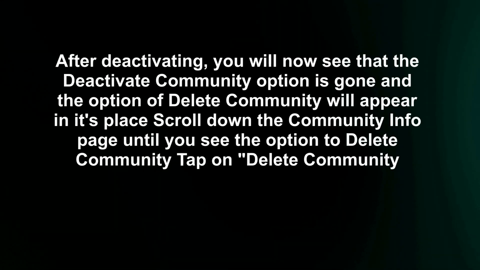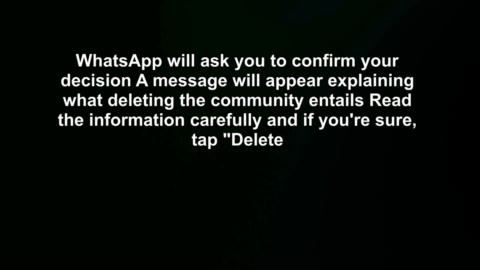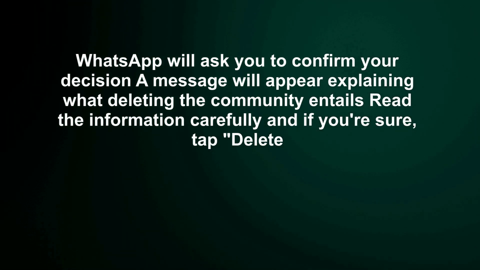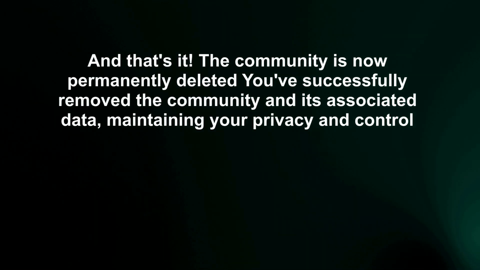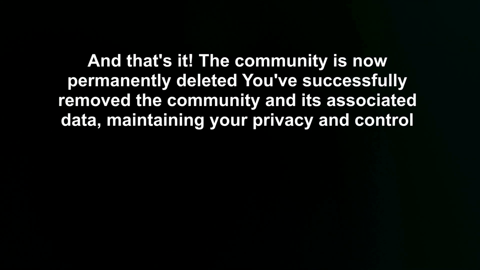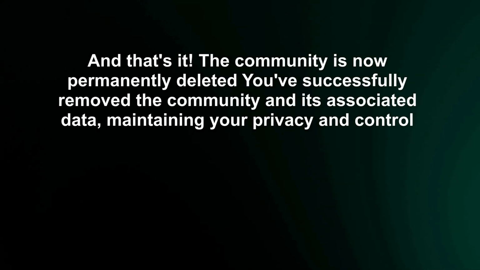Tap on Delete Community. WhatsApp will ask you to confirm your decision. A message will appear explaining what deleting the community entails. Read the information carefully, and if you're sure, tap Delete. And that's it. The community is now permanently deleted. You've successfully removed the community and its associated data, maintaining your privacy and control.